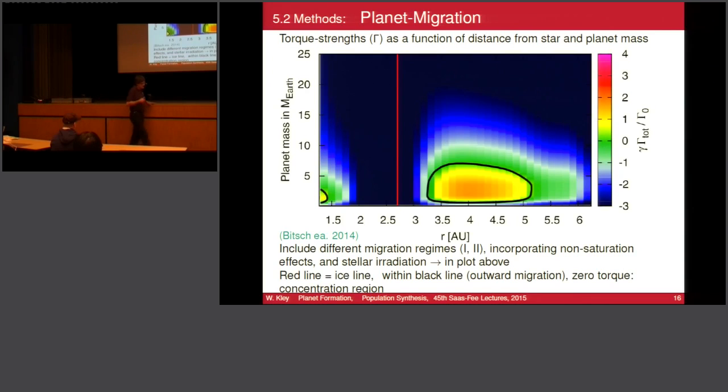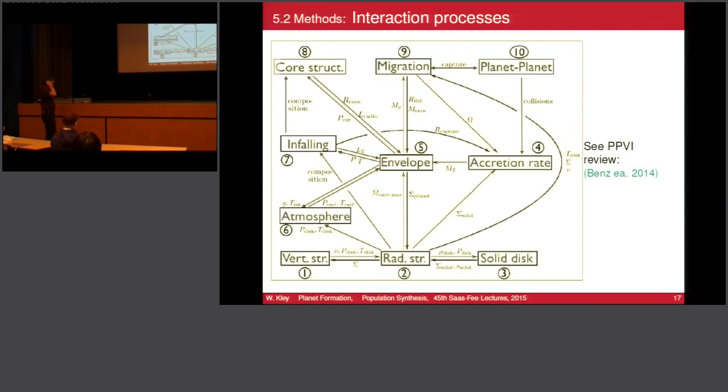So the recent population synthesis models include this type of migration business that is contained in such plots. Okay. Good.